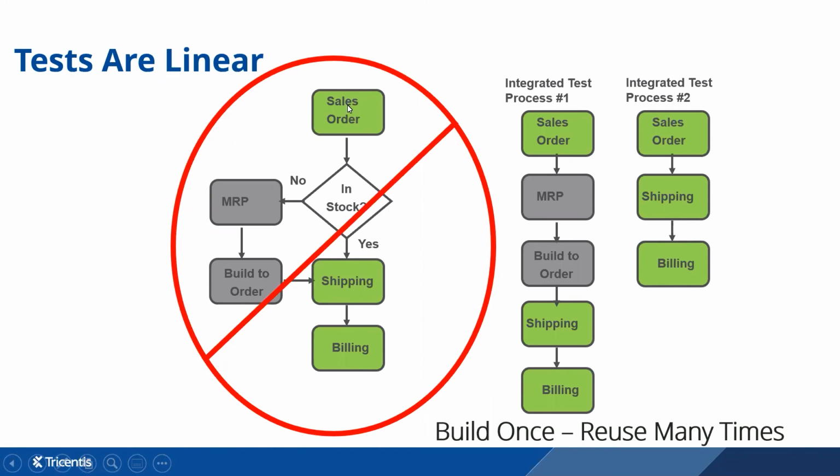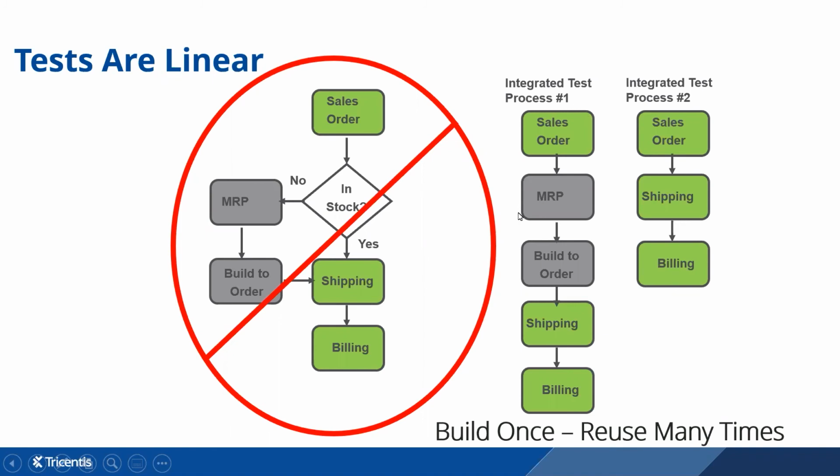In this scenario, we've got a sales order. If the materials are in stock, we just ship it and then we bill it. If they're not in stock, we need to make them. So we'll push it through MRP to gather all the materials that are required. We'll build it to order, and then we'll ship it and bill it. Now, in the testing world of SAP, that would be two completely separate end-to-end scenarios, but the green blocks that you see would be reused in both scenarios.